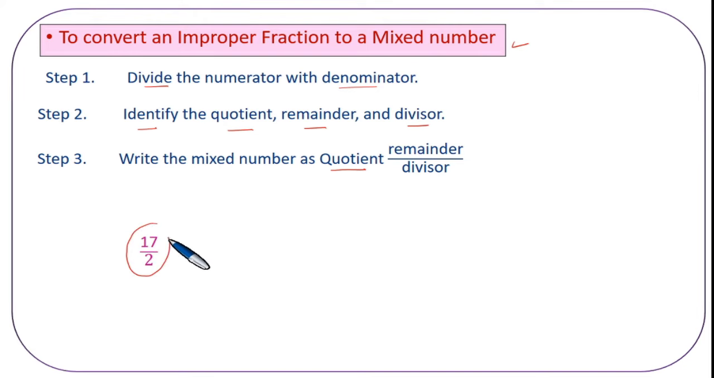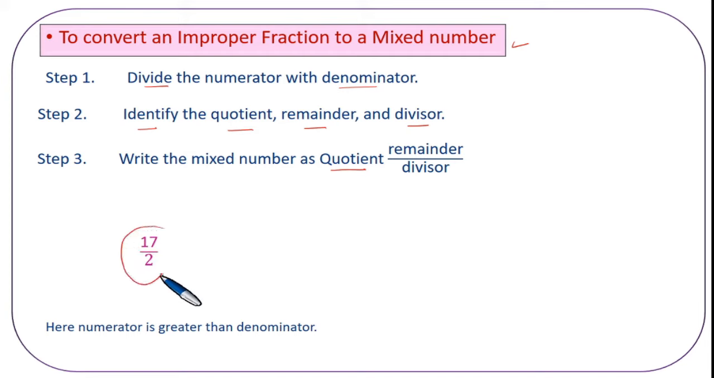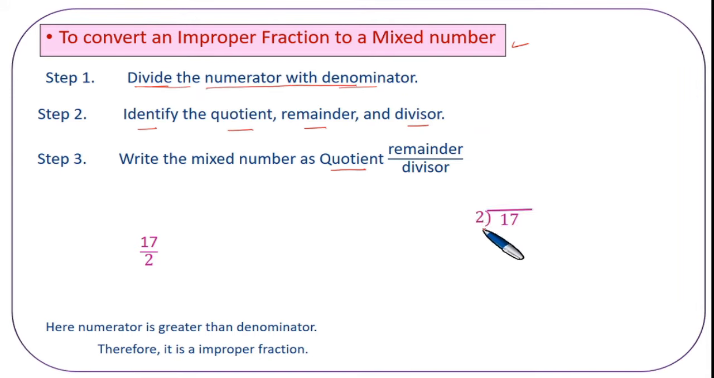17 over 2, I have taken the fraction 17 over 2. Here the numerator is greater than the denominator. Numerator is 17 and the denominator is 2. So numerator is greater than the denominator, therefore it is an improper fraction. To convert improper to mixed, we have these 3 steps. So one by one let us do. Step 1, first we have to divide the numerator. So to divide, we write 17 divided by 2.